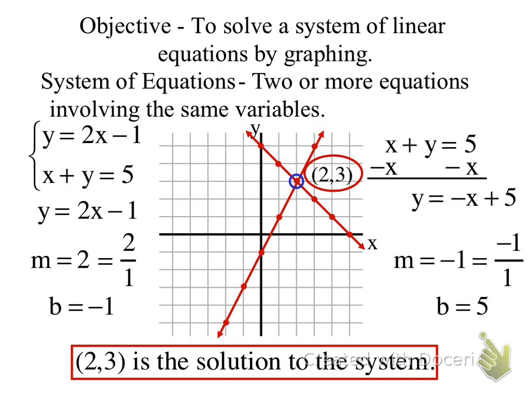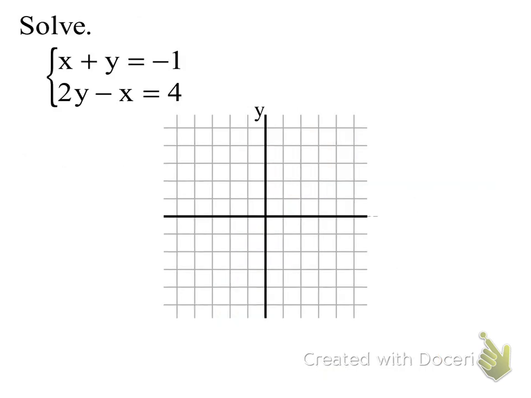Pause the recording if you need to keep taking notes. All right, so for the next one, I'd like you guys to try and do it on your own. Now remember, please separate your equations. Don't start your equation here. Rewrite it. Get y alone. And then don't forget about your negatives. Pause the recording, and I want you to find y alone and then graph each line and find the solution to the system.